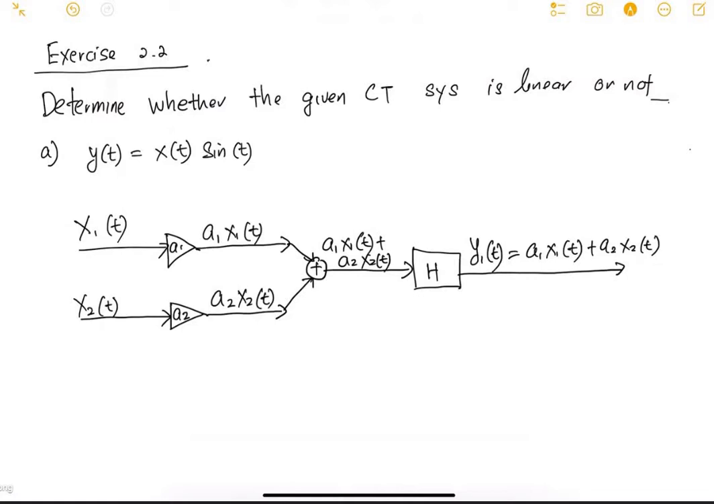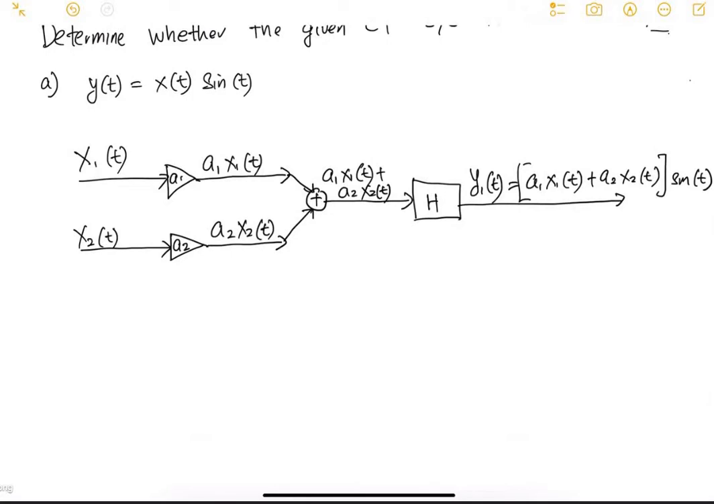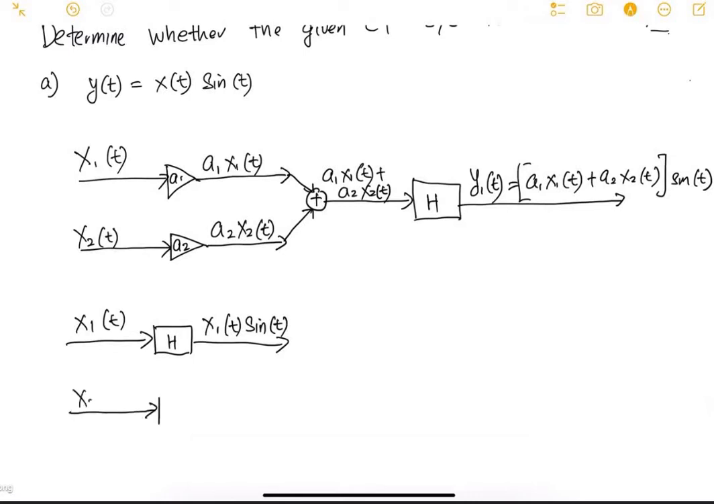Let's say y1(t) is the output, equal to a1 x1(t) plus a2 x2(t), multiplied by the system, which is sin t. Then look at another one. You have the input x1(t) and you insert it into the system first, then you obtain x1(t) sin t. Another input, x2(t), inserted into the system, gives x2(t) sin t.